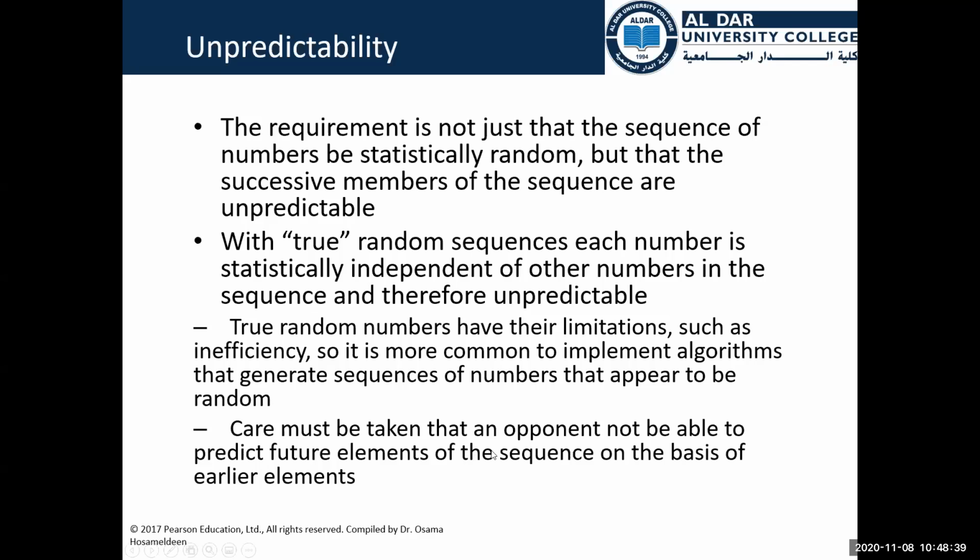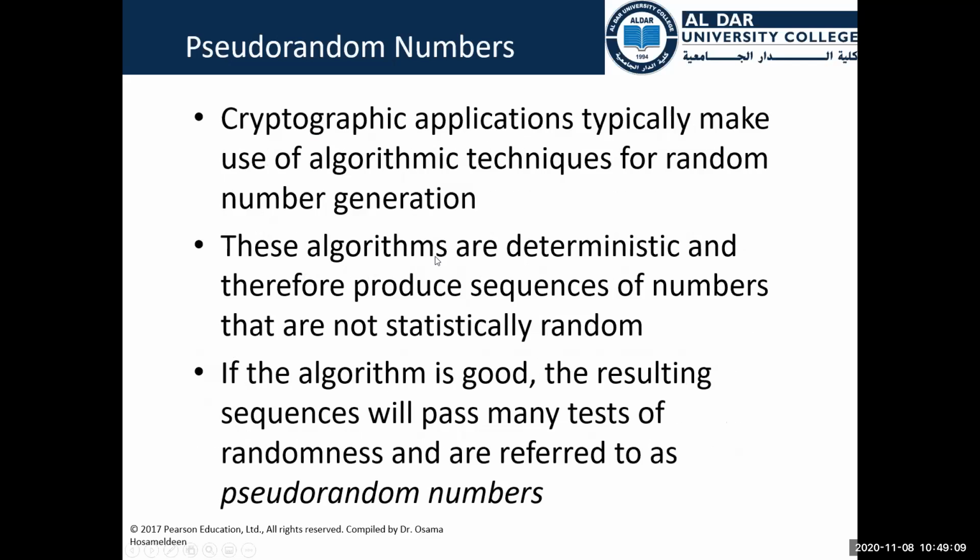Care must be taken that an opponent not be able to predict future elements of the sequence on the basis of earlier elements. As I told you, the attacker should not be able to predict the future stream given the current stream, or the opposite way around, when he has the current stream and predicts the previous stream. So he cannot predict forward or backward. And here we have pseudo random numbers, the numbers created by an algorithm.